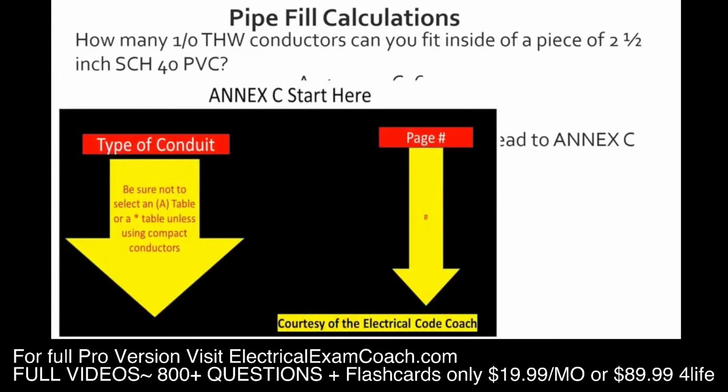When we get there, we're going to start on the left-hand side until we find our type of conduit, being sure not to select the A version of the table. Then we come across and find our page number.